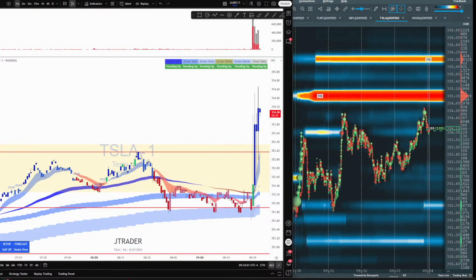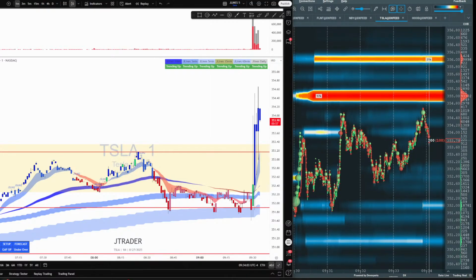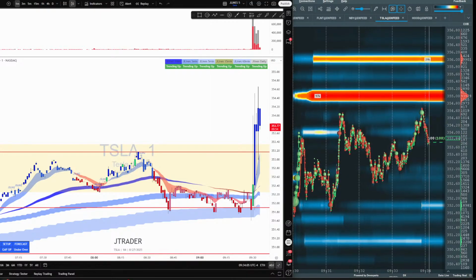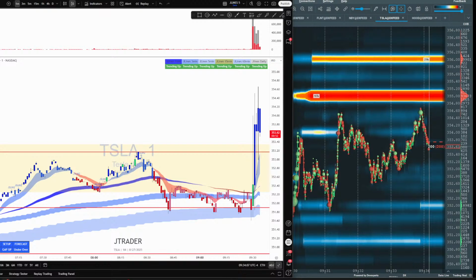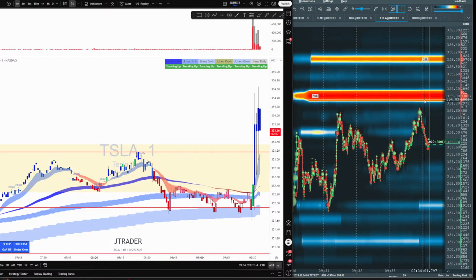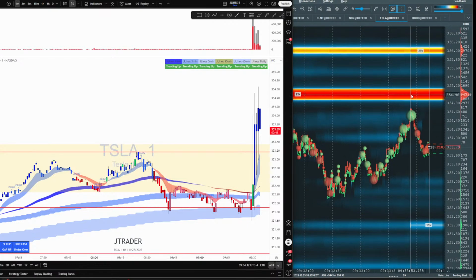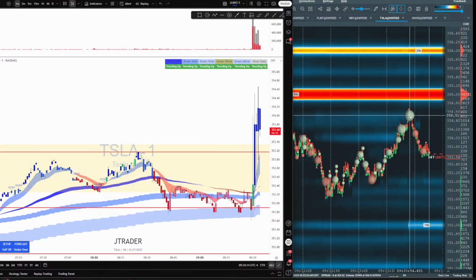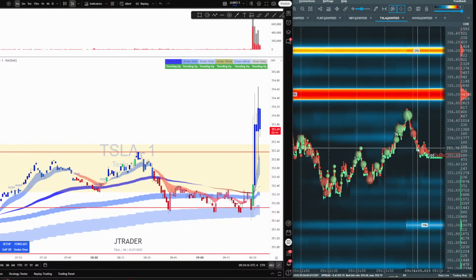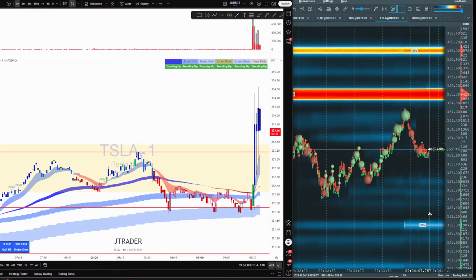NVIDIA, AMD still breakdown. Still JLine rejection. You see the guys got the 355 over here. Use the liquidity. We have a 100K and pull back, right? So we want to see the breakout of this level on Tesla.